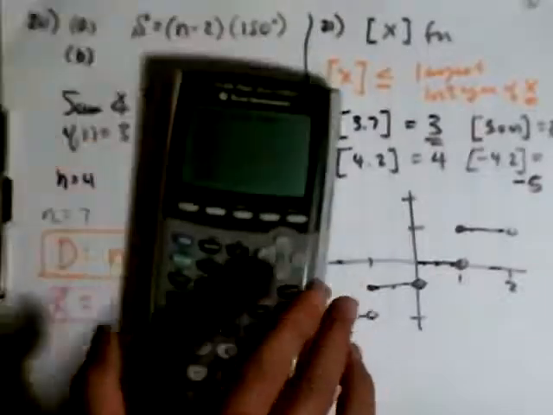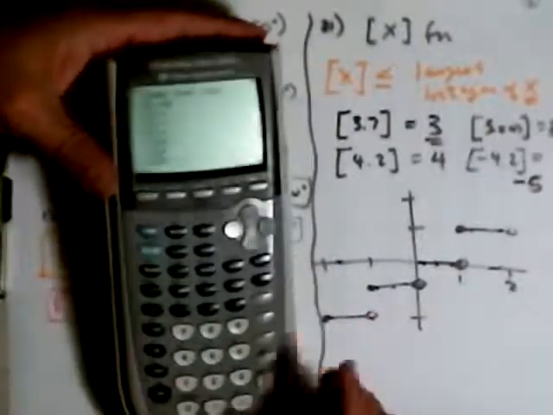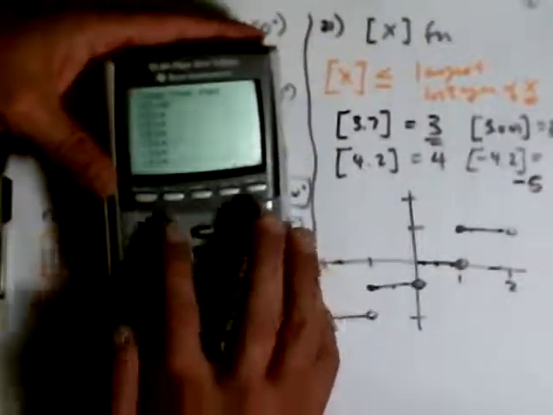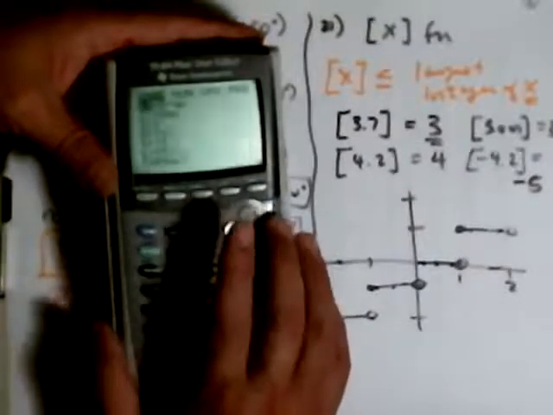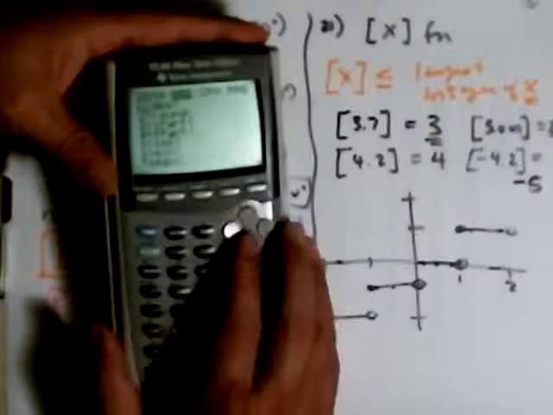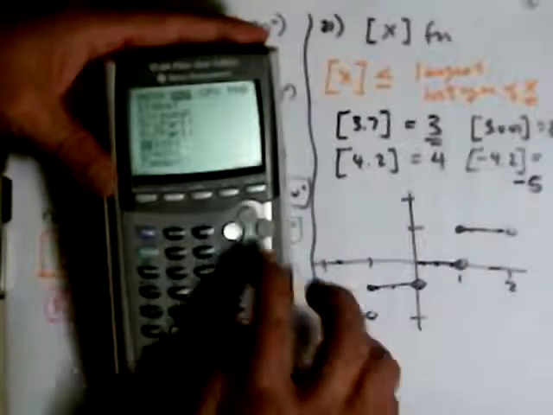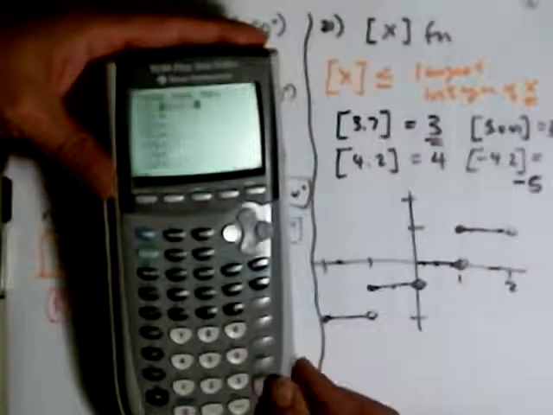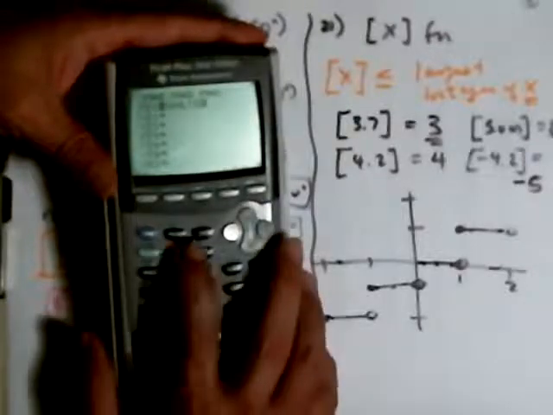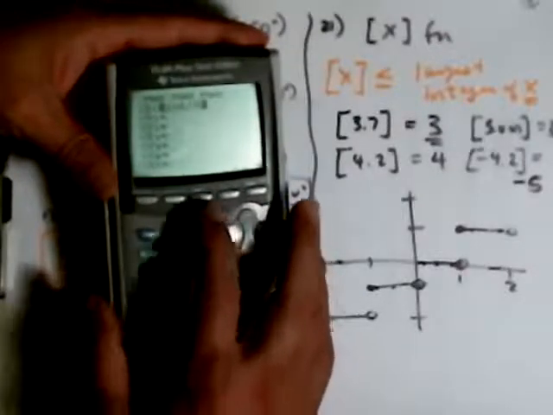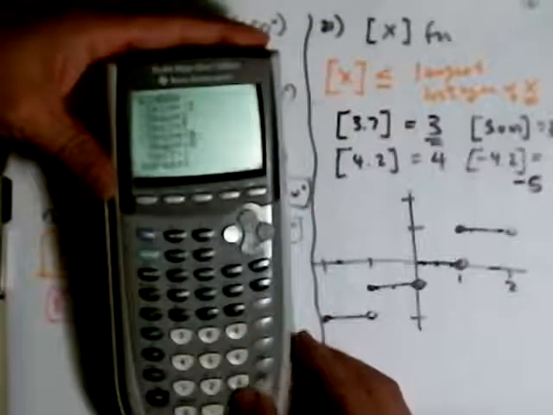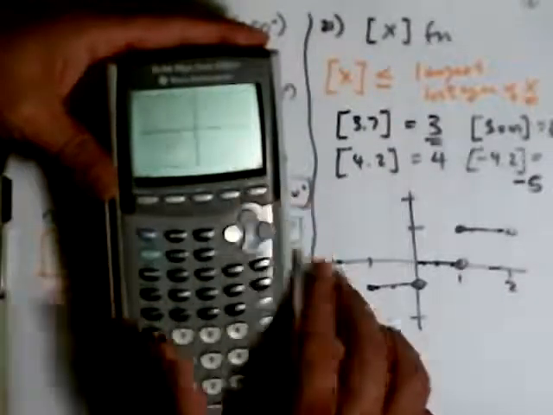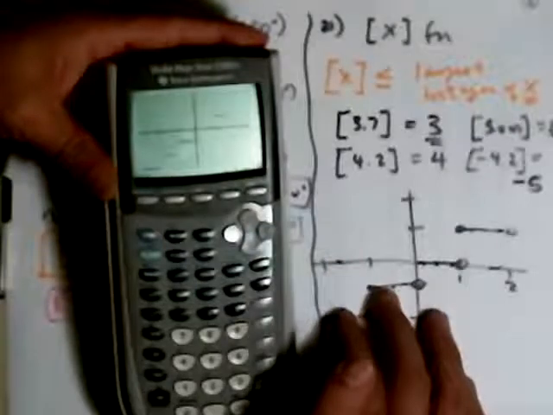So here's how we do it mathematically on the calculator. Go to math. Here are the numbers. Here it is right there, the integer function, number 5. Integer value of x. And so you have it. Let's set a window from negative 3 to 3, and then graph that out. Boom, there it is.